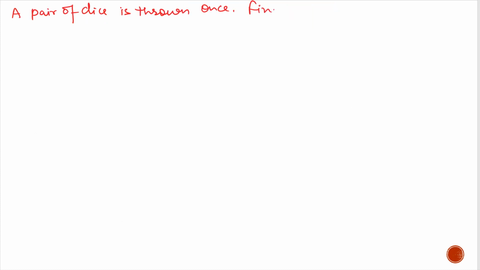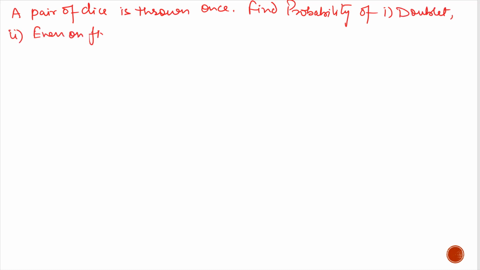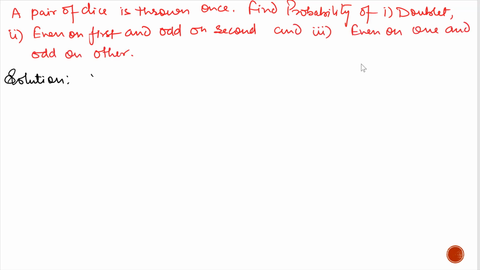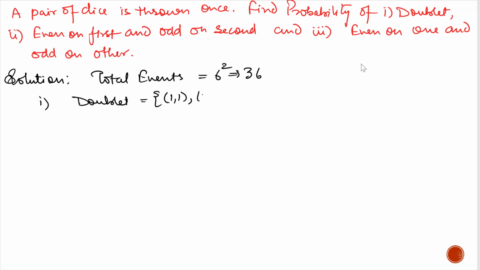Now the next question on dice. A pair of dice is thrown once. Find the probability of a doublet, even on the first die and odd on the second, and even on one and odd on the other. A die is thrown twice, so total events are 6 to the power 2, which is 36. First, we have to find the probability of a doublet. Doublets are 1,1, 2,2, 3,3, 4,4, 5,5, or 6,6. We have 6 events. So the probability of a doublet is 6 by 36.